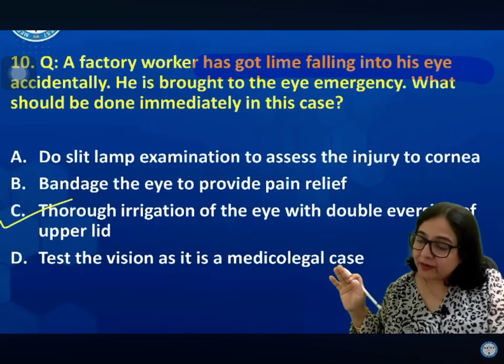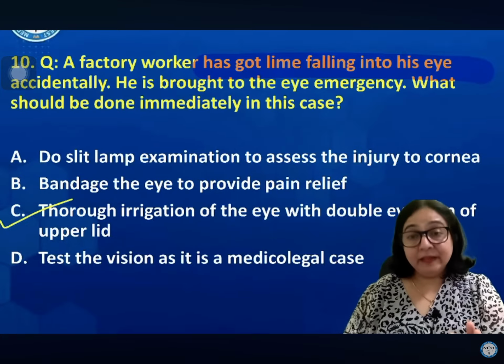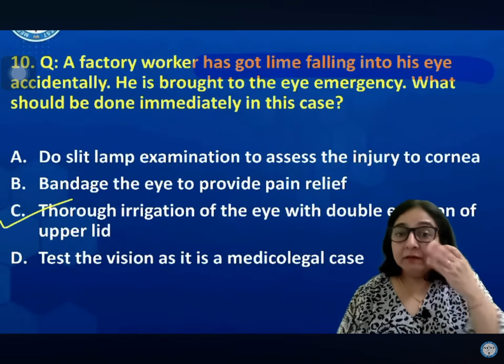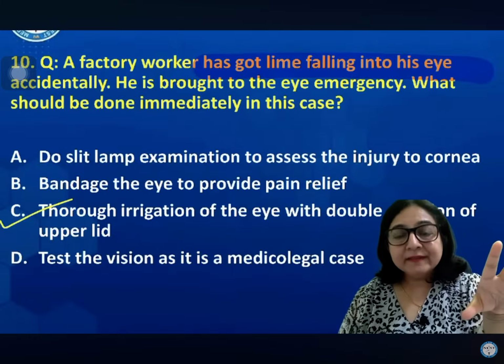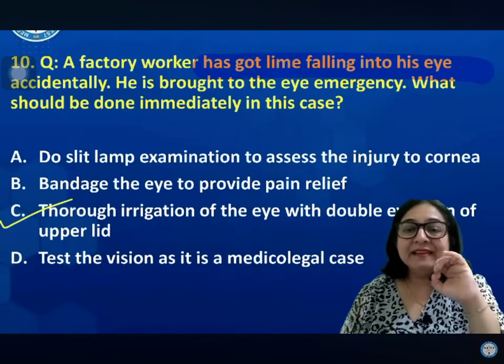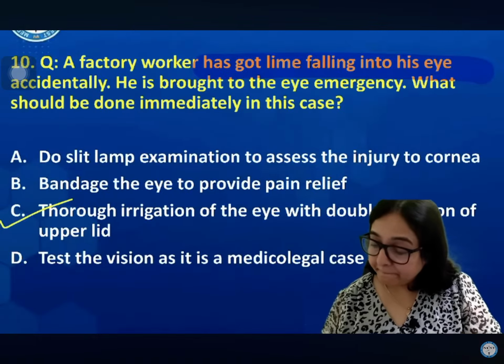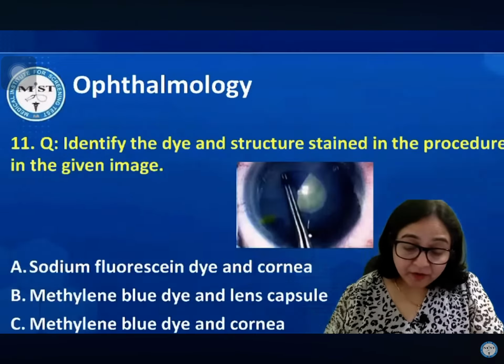So all of you are clear about this question, beta? Whatever is available, the ideal is BSS solution. BSS is most of the time not available, so Ringer will be the preferred choice. But if nothing is there, you can do it even with saline, but irrigation should be done. Preferred is BSS or Ringer. Moving on to the next question, beta.